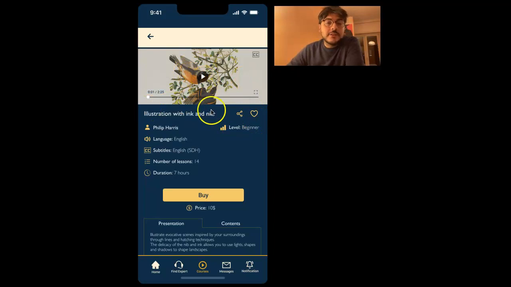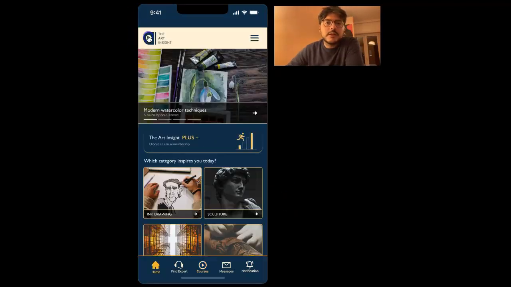Here you can find a trailer of the course, the level that you need to follow it, the language, the subtitles for accessibility, the number of lessons, duration, and so on. So you can buy, and it will be really cheap, as we can see from the price of the course. So this is all the course part. So we can come back to the home page.